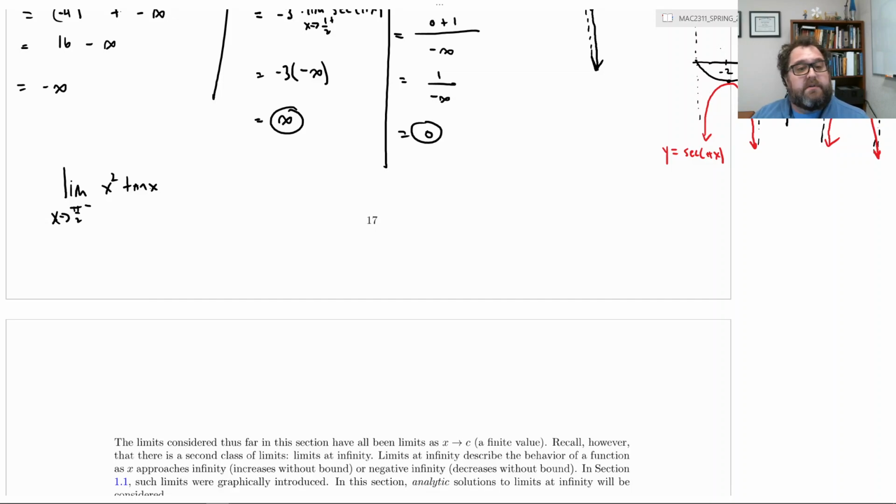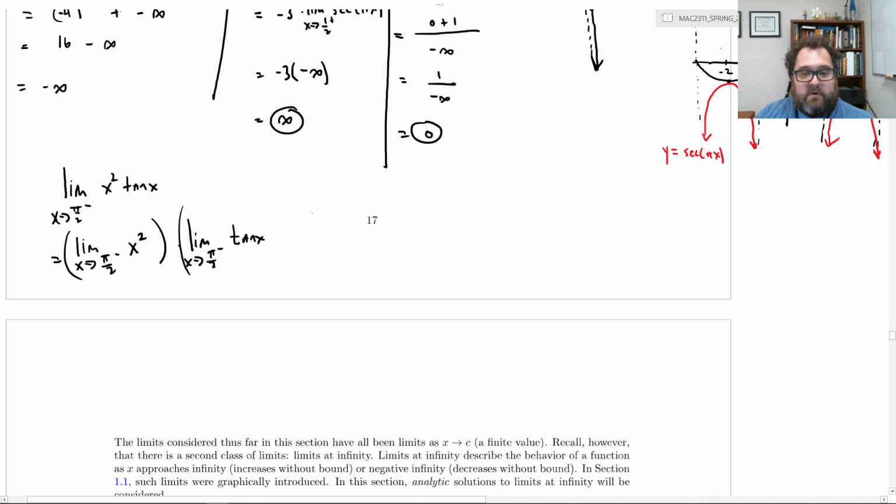Okay, so notice we have a product of 2 functions. We can take the limits individually. So instead of having the limit of a product, let's do the product of the limits. So the limit as x approaches pi over 2 from the left of x squared, times the limit as x approaches pi over 2 from the left of tan x. We're going to multiply those 2 answers.